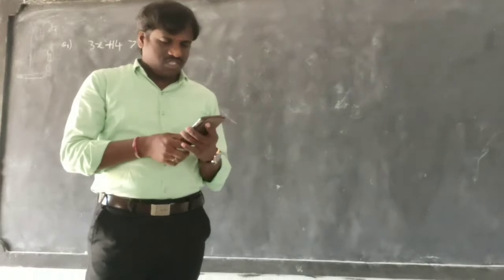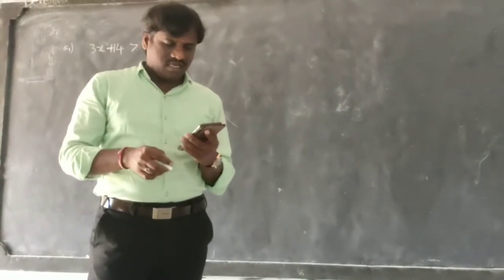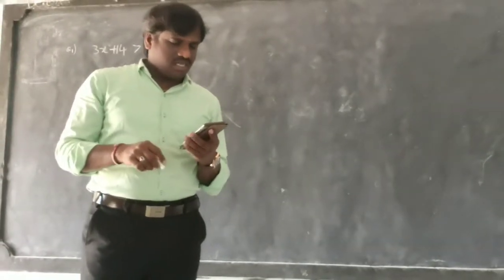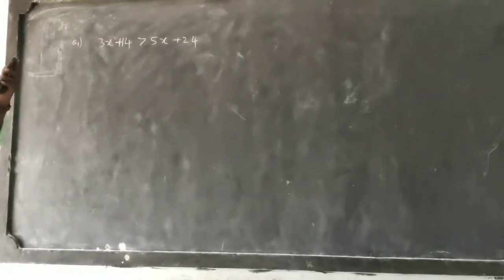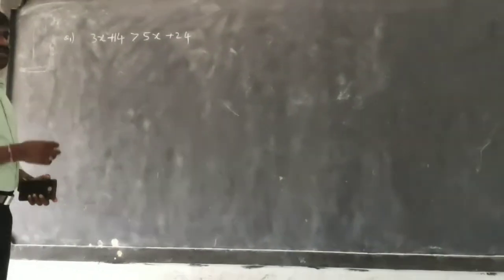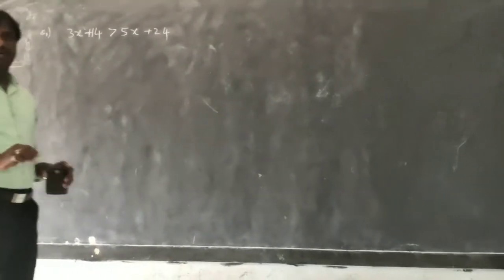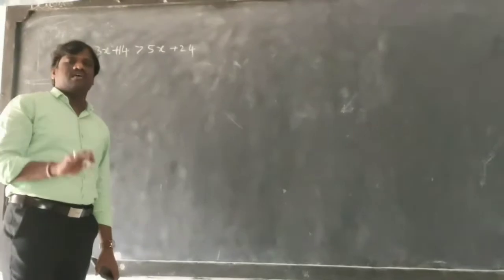Okay, let us see the questions. What is there in the worksheet? I will explain that. So the first question is 3x plus 14 is greater than 5x plus 24, then dash. This is the first question in the worksheet, and these are very simple questions. But what I taught you, that is JEE level questions.